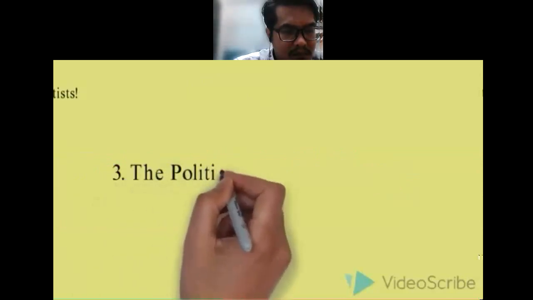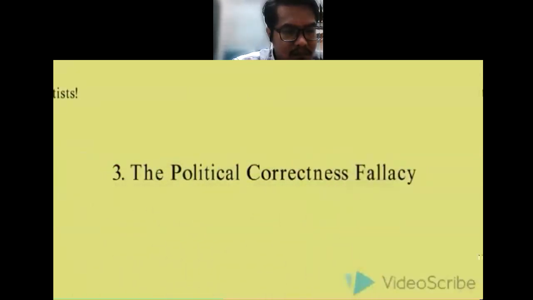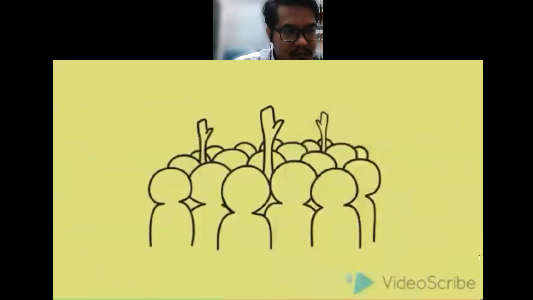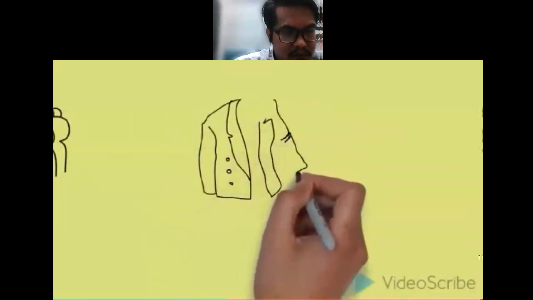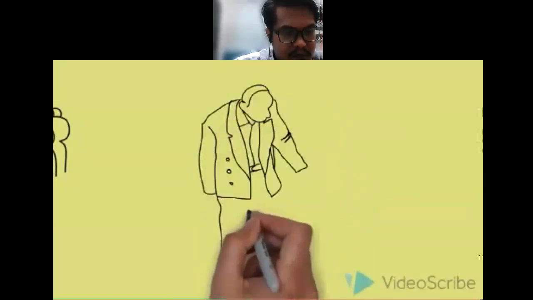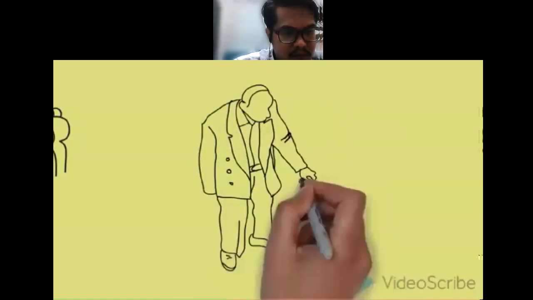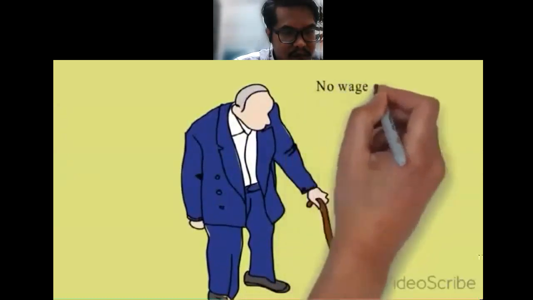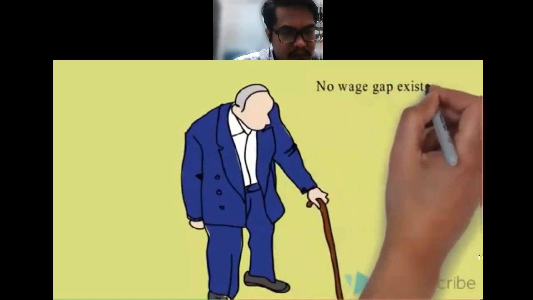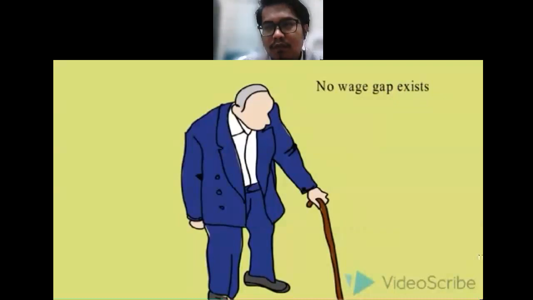Number 3. The political correctness fallacy. So you're at your college campus attending a talk by a widely known and controversial economist. He happens to disagree with the gender wage gap. He provides evidence for why studies that show that there is a gap are only taking average salaries into account and aren't taking into consideration other crucial factors such as occupation and working hours.